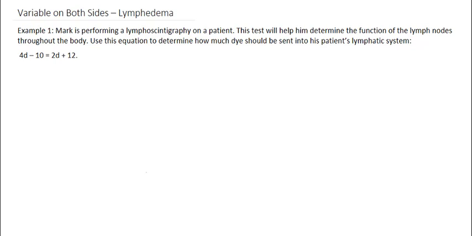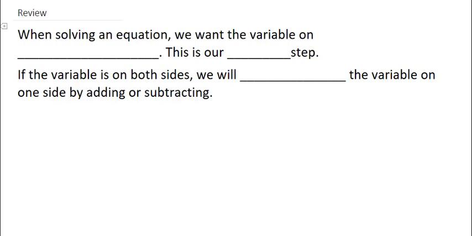So, looking at the equation, we have 4D minus 10 equals 2D plus 12. So we can see that we have a variable on both sides. So let's go over a few things first. When solving an equation, we want the variable on one side. This is our first step. If the variable is on both sides, we will move the variable on one side by adding or subtracting.